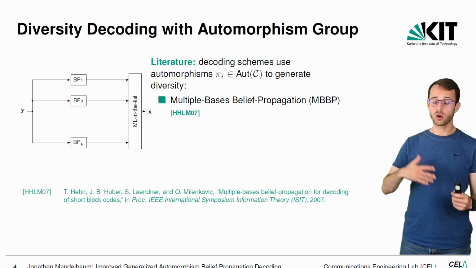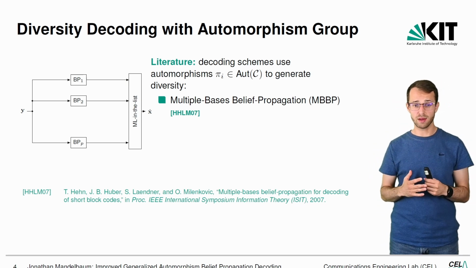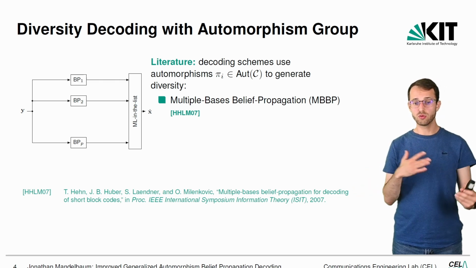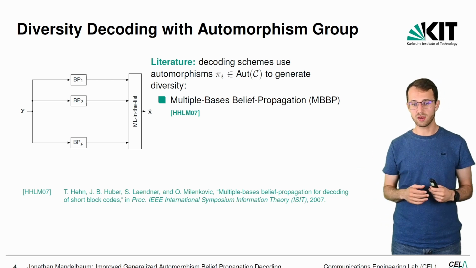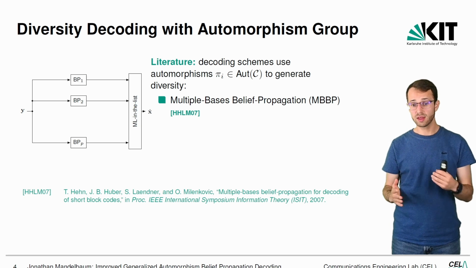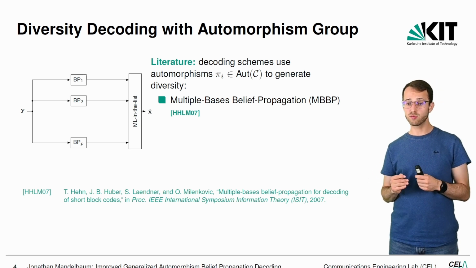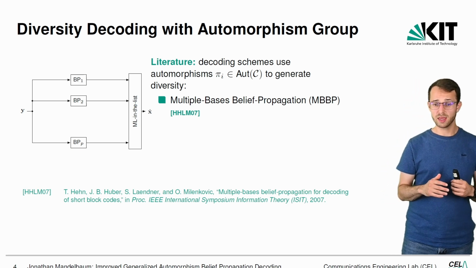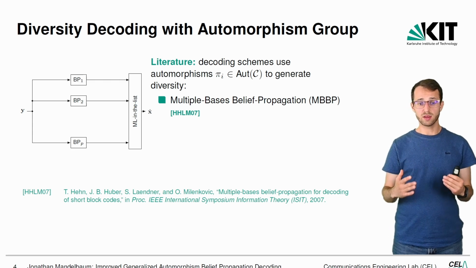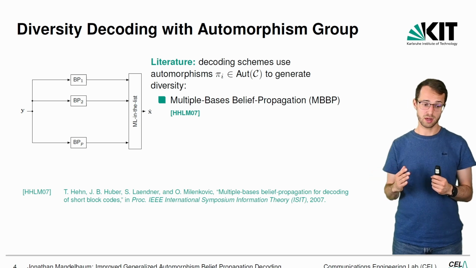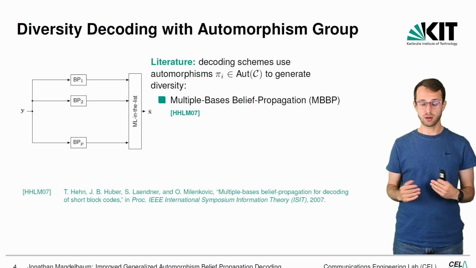Now I want to show how different decoding schemes use automorphisms at the receiver side to generate diversity, which we then can use to improve decoding. First, I will start by introducing the concept of multiple basis belief propagation decoding, which was first introduced in 2007 by Hehn et al. The idea of Hehn et al. was that the decoding success of belief propagation decoding depends on the parity check matrix that is used for decoding.